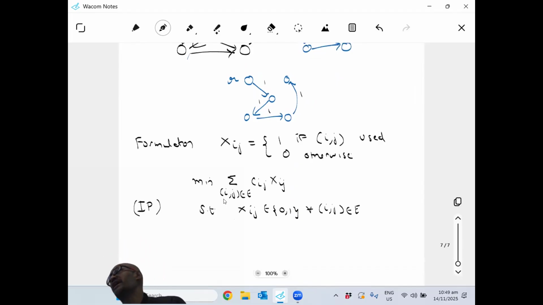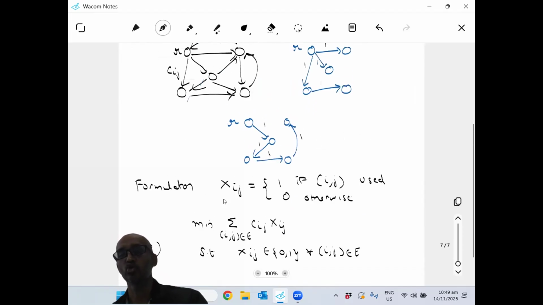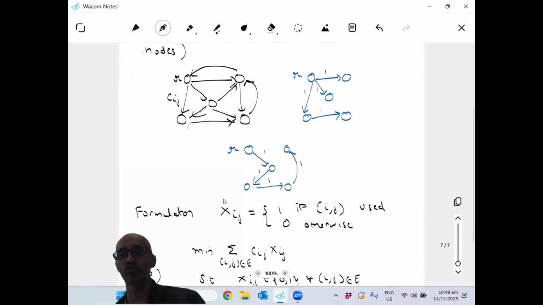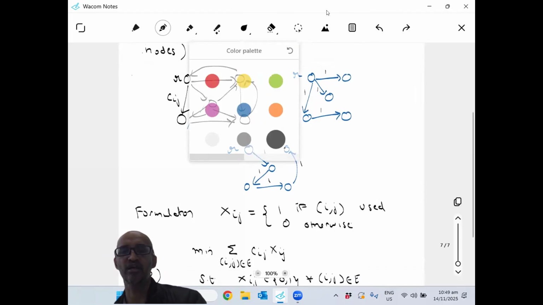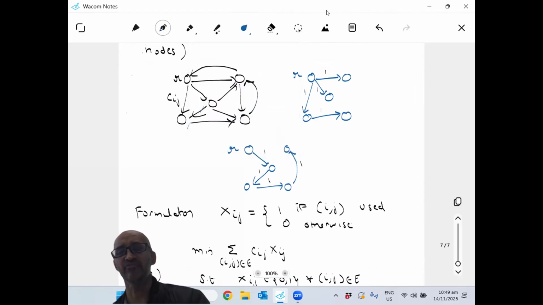Okay. The key step is this fact that there's a directed spanning tree. So what does it mean for there to be a directed spanning tree? You take any subset of nodes that contains R. So if you have R and you take any subset of nodes that contain R, let's take this subset.